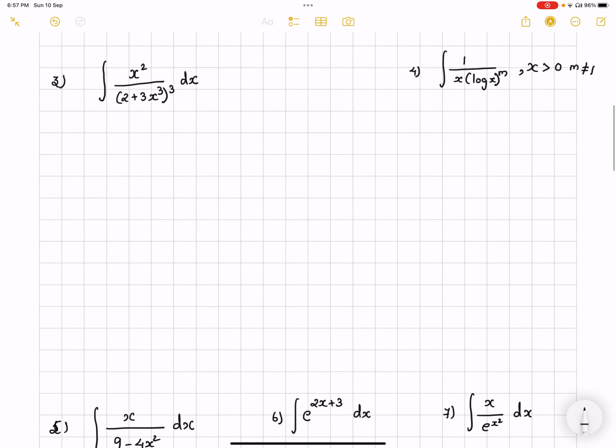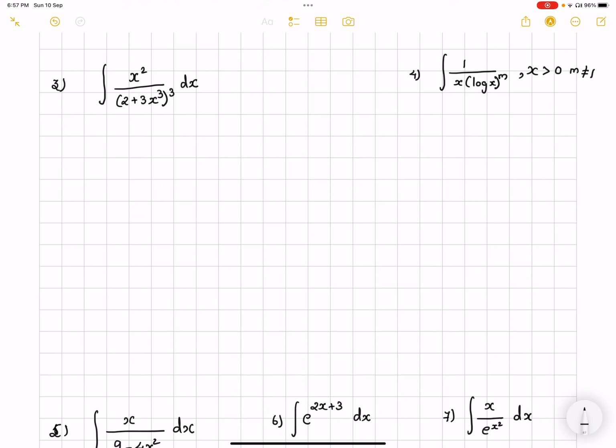Okay. And then let's move on with the third question. A very easy one here. Considering this as I equal to. Now, which one should I go ahead and go for substitution so that I can get the other part of my question?